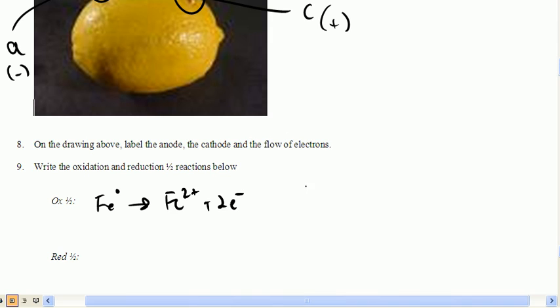So that's going to be a negative 0.4 volts. And the reduction half reaction, for copper, is Cu2 plus 2 electrons going to Cu0. Overall, 0.34.